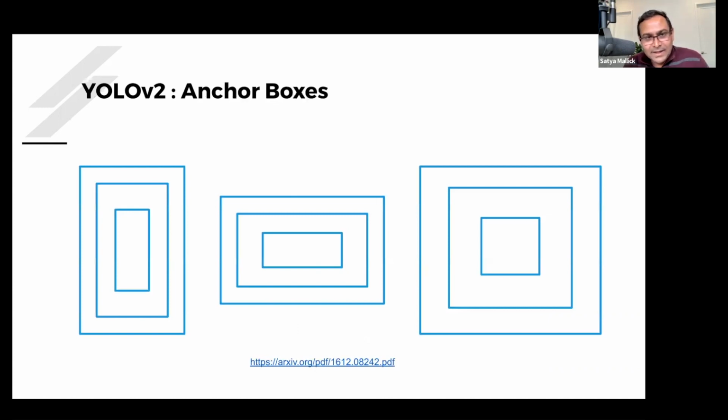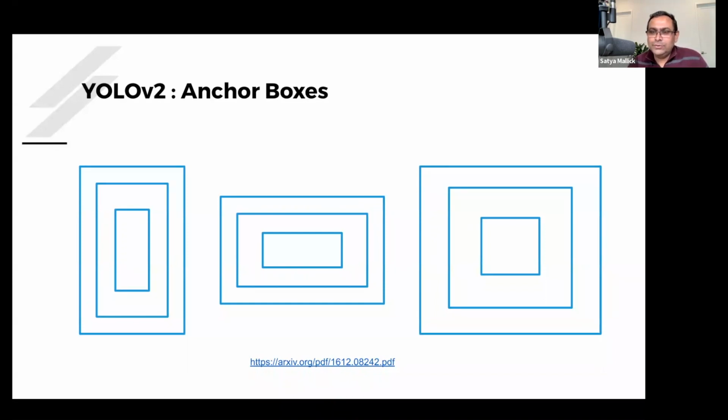The second thing that they did was called anchor boxes. If you remember, there were two bounding boxes being predicted in YOLO V1 per cell. But we did not help those bounding boxes. We did not say what should be the aspect ratio of those boxes, or where they should start from, right? So the initialization was sort of random.